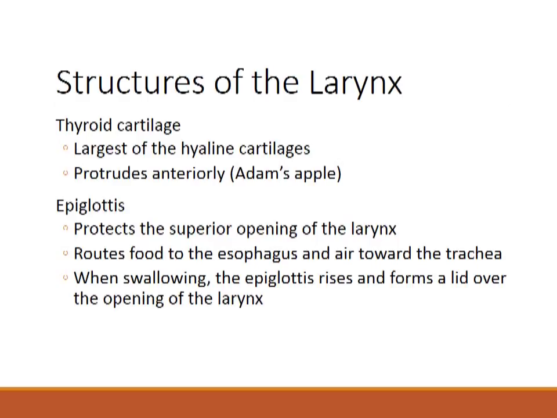Our epiglottis is what helps to protect the superior opening of the larynx and is also what helps to route food to the esophagus and air towards the trachea. So when we swallow, the epiglottis really just moves up and forms a lid over the opening of the larynx, so the food doesn't get into the airway.